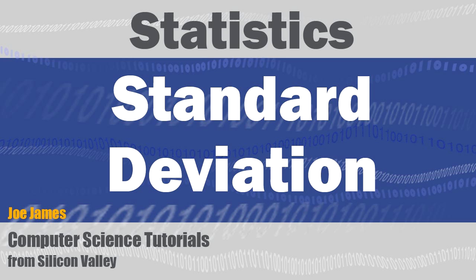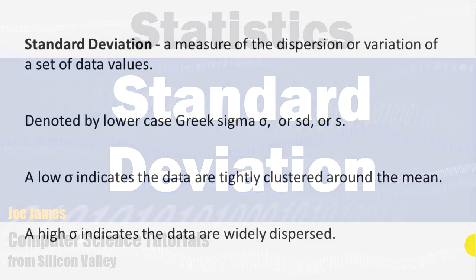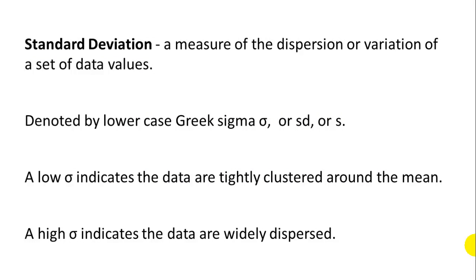I'm Joe James, and in this video I'm going to explain what is standard deviation, what is a normal distribution, and how do we calculate standard deviation. Now in the previous video we looked at mean, median, and mode as ways of estimating the center of a group of data. In this video we look at standard deviation, which is a measure of the dispersion or the variation of a set of values, or how widely spread out they are.